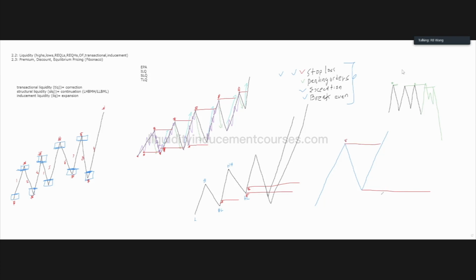Yes, it is. My next efficiency starts from where? Here also. So right now, what am I expecting? I'm expecting possible correction, right? Yes. And my next structural liquidity is where? Is here. These are all the levels I'm interested in targeting for my higher time frame.